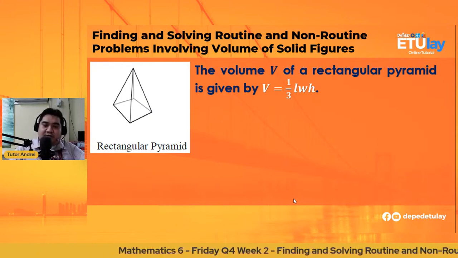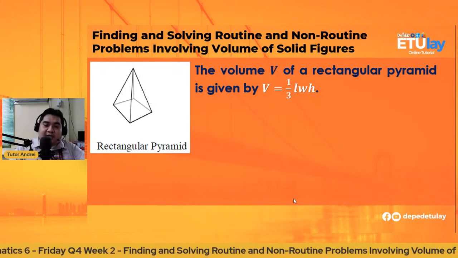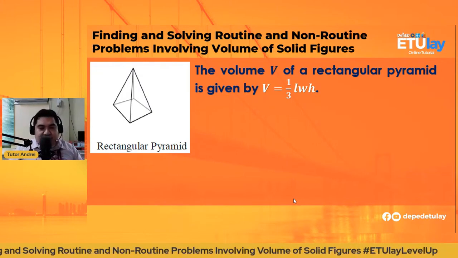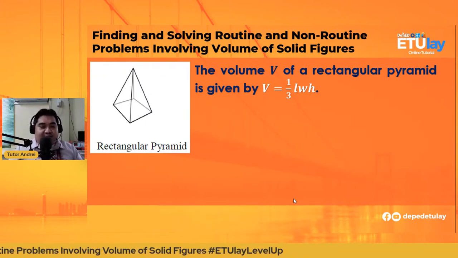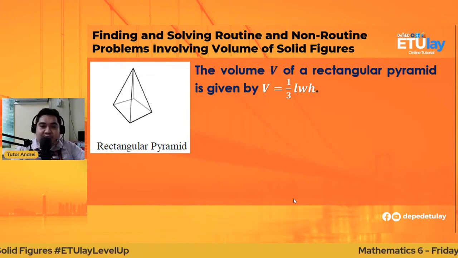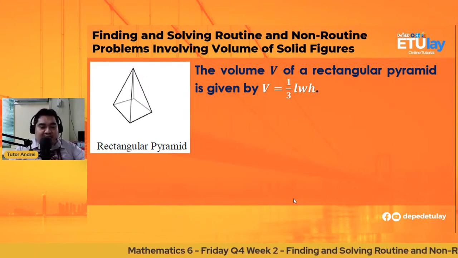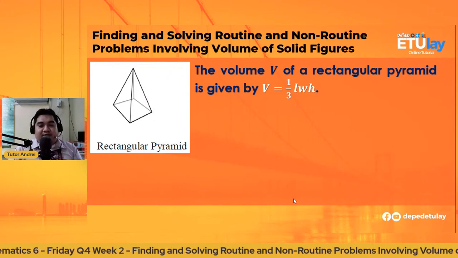Of course, if you can still recall, the volume is originally 1/3 times the area of the base times height. But since the base is a rectangle, the area of a rectangle is length times width. So in general, the volume of a rectangular pyramid is denoted by 1/3 times the length times the width times the height.